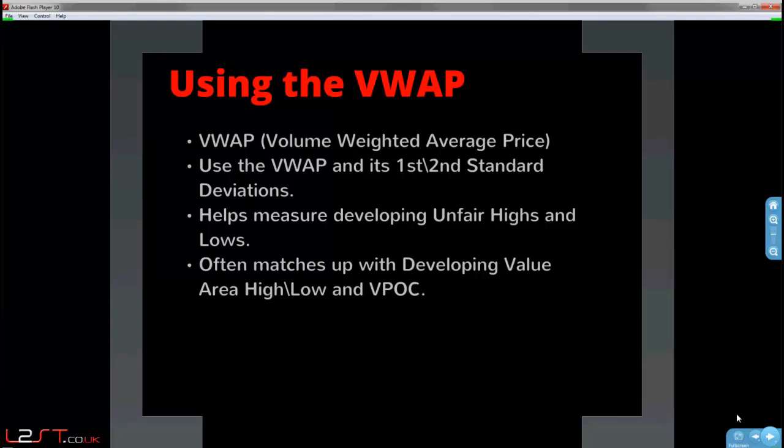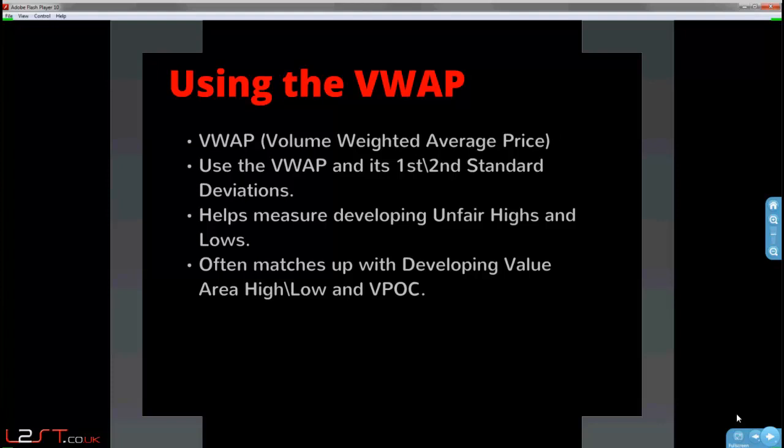Typically, the VWAP helps you measure the developing unfair highs and lows. It's very much the same as using a market profile or volume profile to show you the value high, value low. Typically, we use it on an intraday basis. So it starts at the beginning of the day. You have the volume weighted average price from the beginning of the day, and it continues to extend as each bar trades. And you get the first and second standard deviations of the VWAP, which continue to plot as the day goes by.